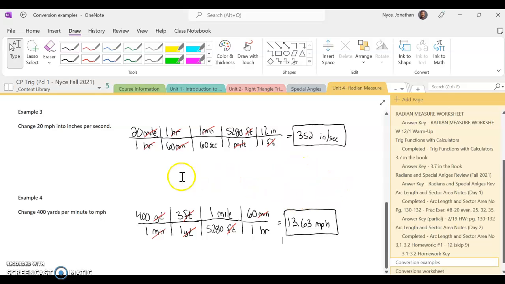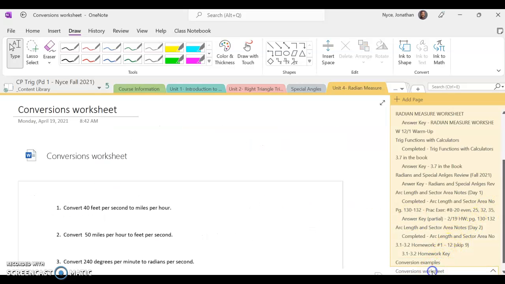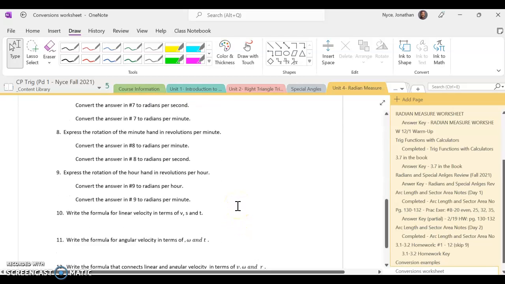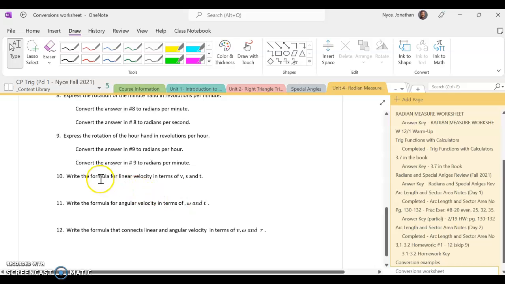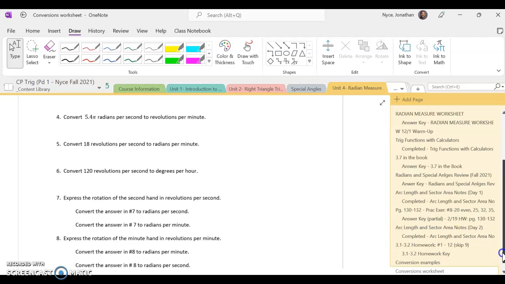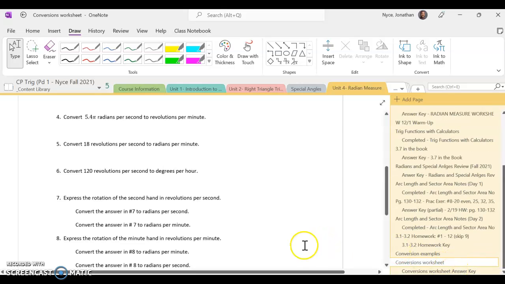But again, after seeing those examples, you're going to be doing this conversion worksheet. Just do numbers 1 through, I think it's 12. I'm sorry, 1 through 9. So don't worry about 10, 11, or 12 right now. So just 1 through 9. I believe it's in the lesson plans. I'll put that in the Canvas message I send out also. Answer keys there if you want to check those, but you're just doing 1 through 9. That should be it.